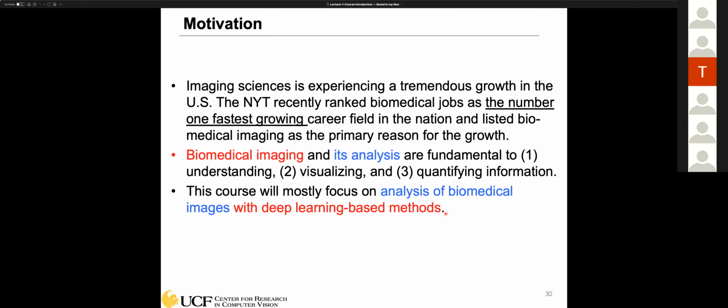Also, the last thing I want to emphasize is that for this course, we'll emphasize analysis of these medical images using deep learning based methods, because this is the trend in this domain, and a lot of people in the field already embrace deep learning because of its highly successful performance in many applications.